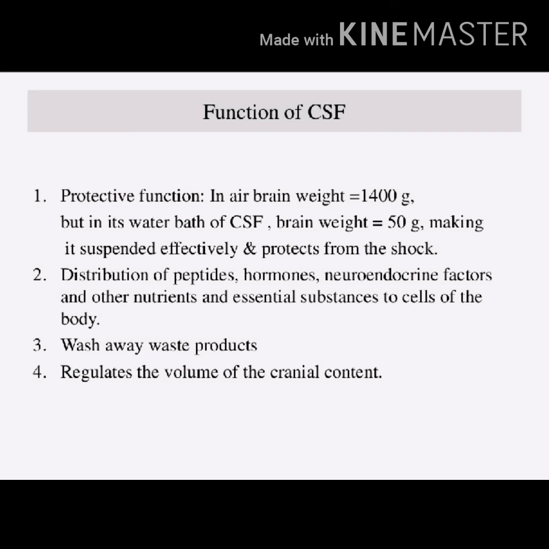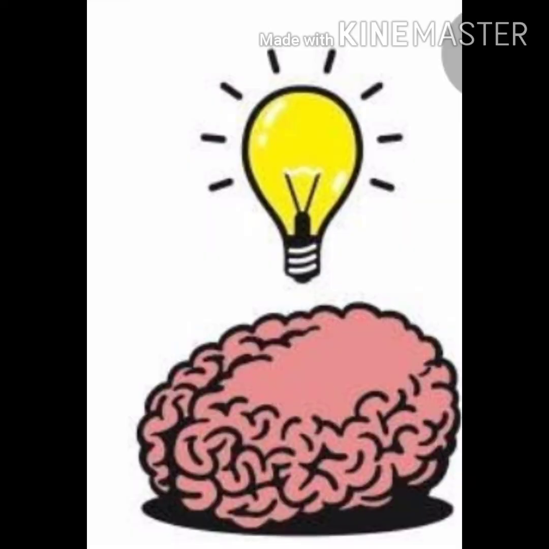From this I finish the ventricles and cerebrospinal fluid part. Tomorrow we will discuss the other parts of the brain. And today's question was, what are all the different types of ventricles in the brain, and explain the functions of cerebrospinal fluid.